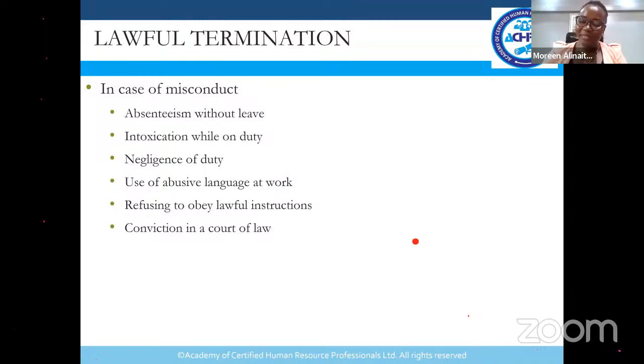All right, conviction in a court of law. Let me tell you what happens. When somebody has been convicted of an offense in a court of law, it is considered misconduct, so you can terminate. But let me tell you what actually happens. It's unfortunate that it happens. If you're doing this, you should stop.